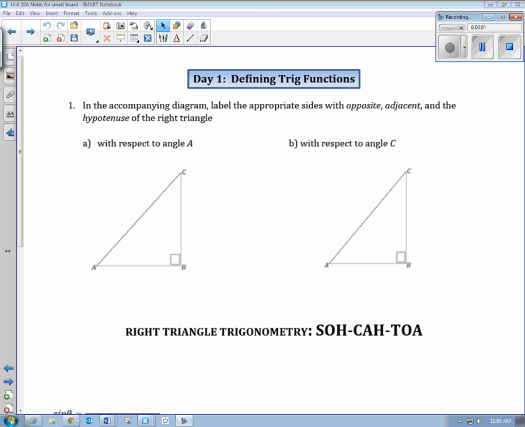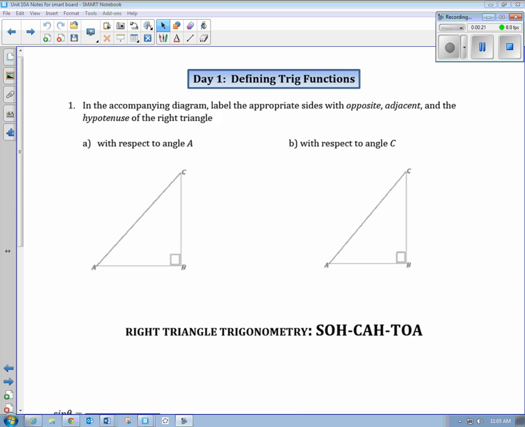In Unit 10, we will be studying trigonometry. By definition, trigonometry is the study of triangles. So we'll be going in and studying angle measure and side lengths of triangles. Before we can actually get into all of the information on trig, we have to make sure that you understand some of the basic details.